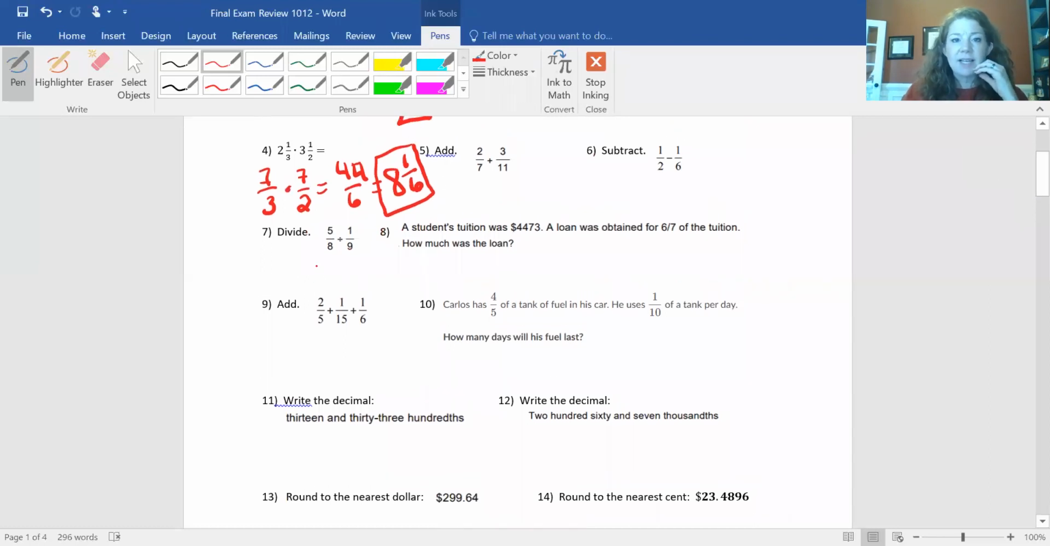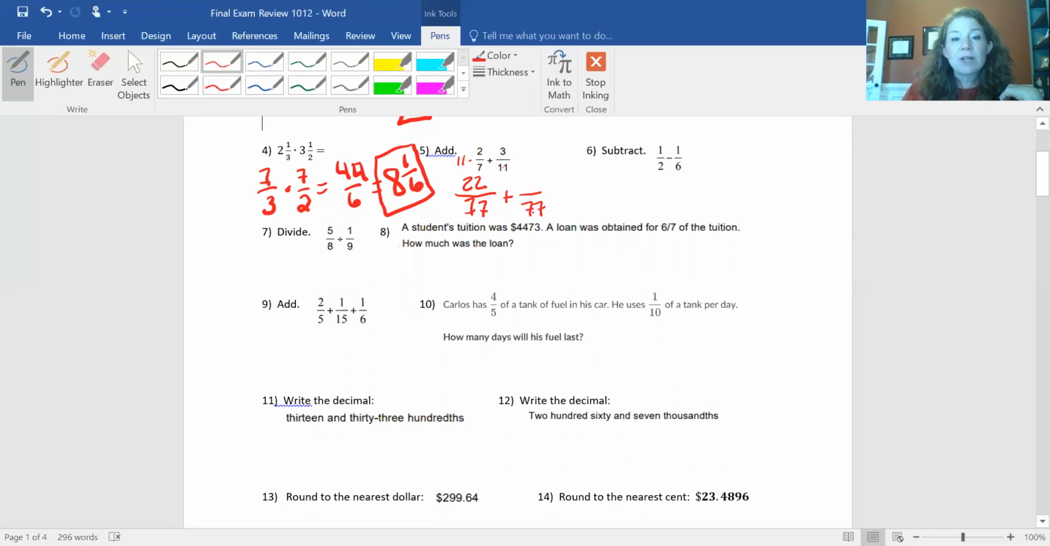Number 5, it tells me to add, so I know that to add fractions, I have to have common denominators. So 7 won't go into 11. I can think of the multiples of 11: 22, 33, 44, 55, 66, and 77. So I'm going to change both denominators to 77. So what times 7 is 77? 11. So I'm going to multiply 7 and 2 both by 11, and I get 7 times 11 is 77. 11 times 2 is 22.